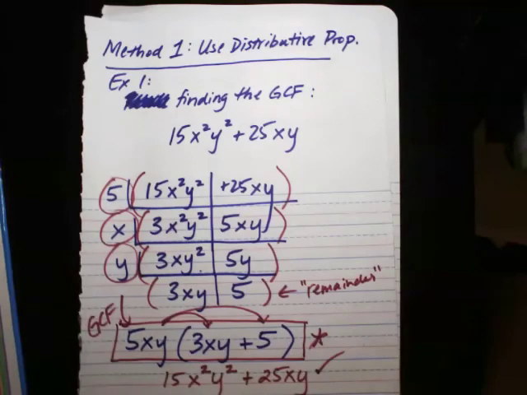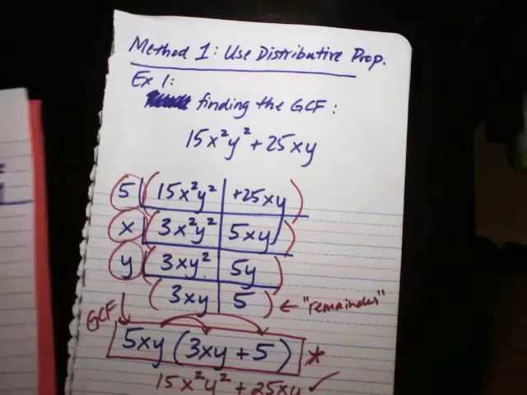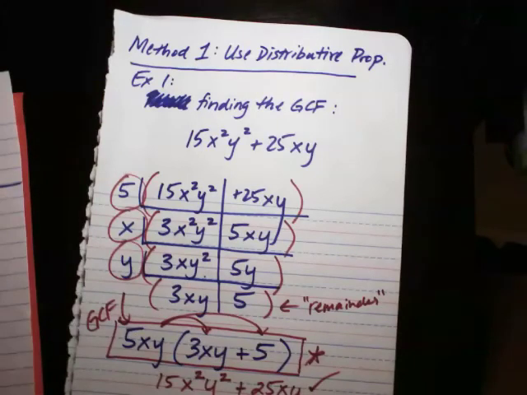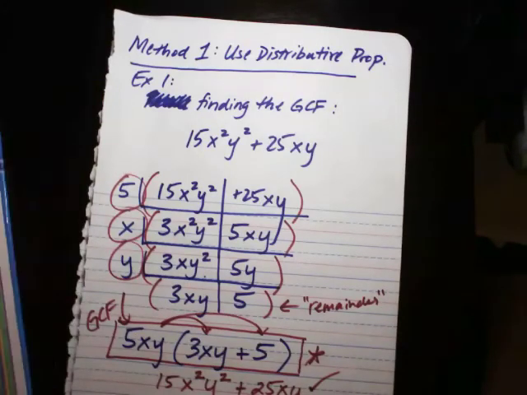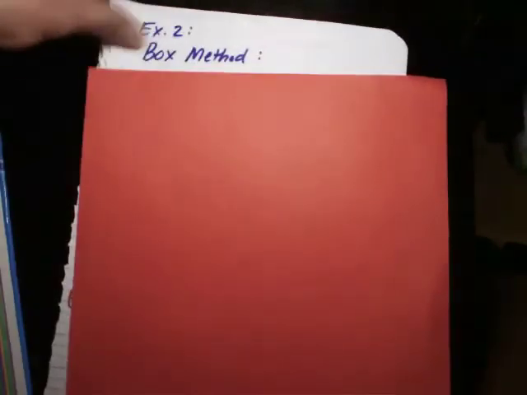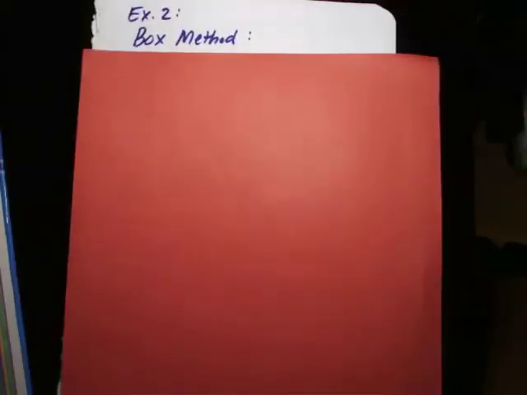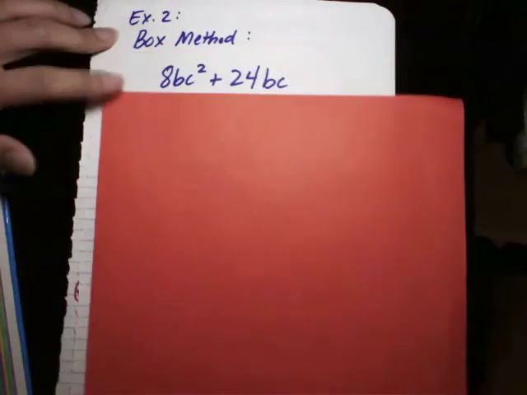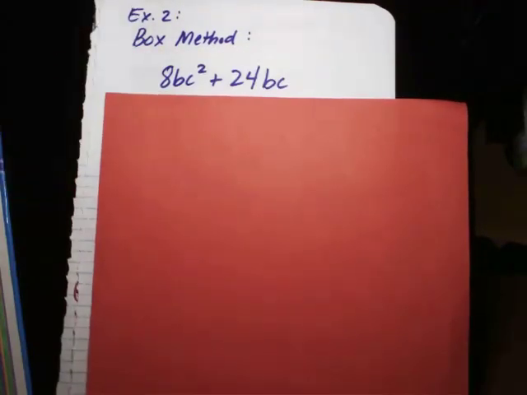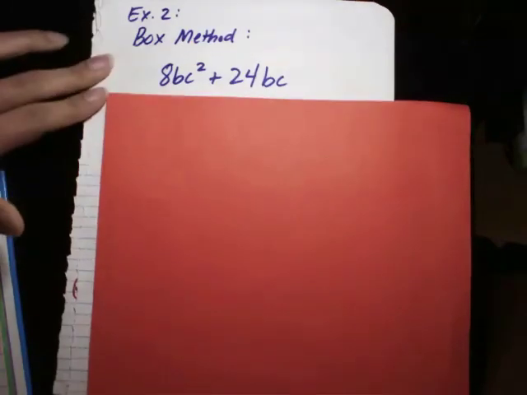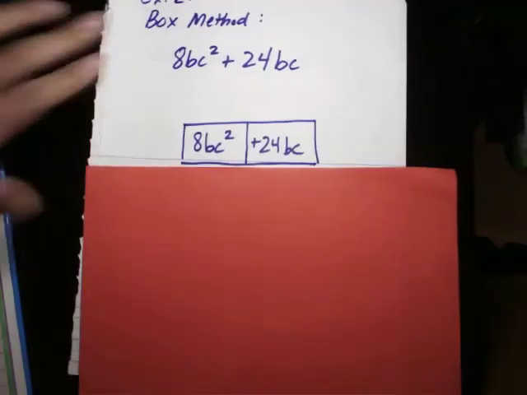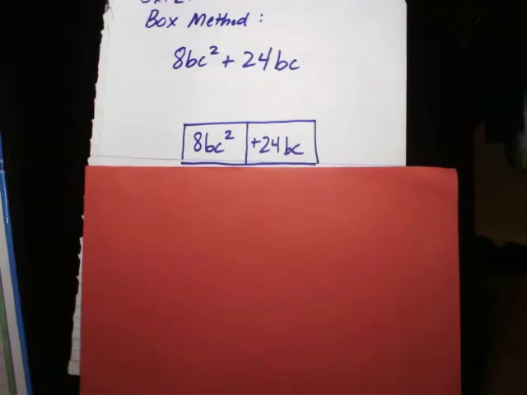Another method you can use is the box method. Let me get that paper ready. The box method is still using the distributive property, or reverse distributive property. If you have a problem like this, a product that we want to factor, what you can do is put it in a box.